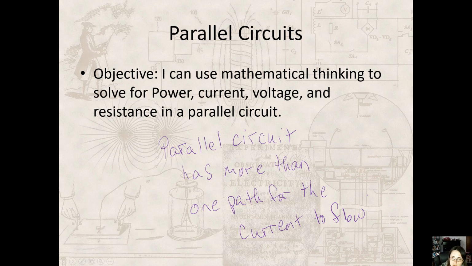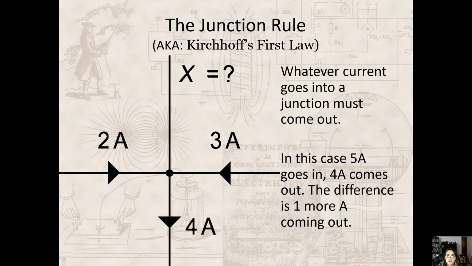Okay, so we're going to examine some of the mathematical thinking involved in parallel circuits. So first we have to talk about the junction rule. This is Kirchhoff's first law. We talked about Kirchhoff's second law in series circuits, and now we're going to talk about the first law. So whatever current goes into a circuit must come out.